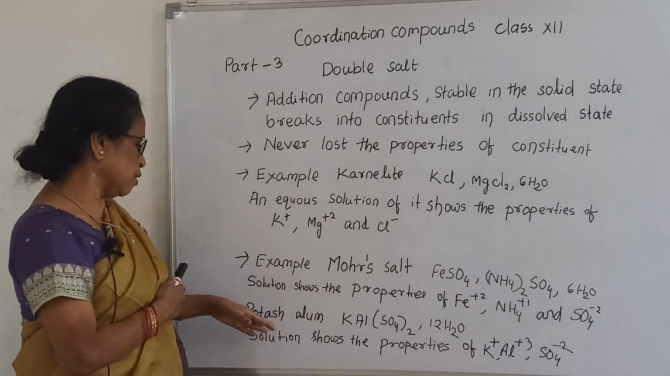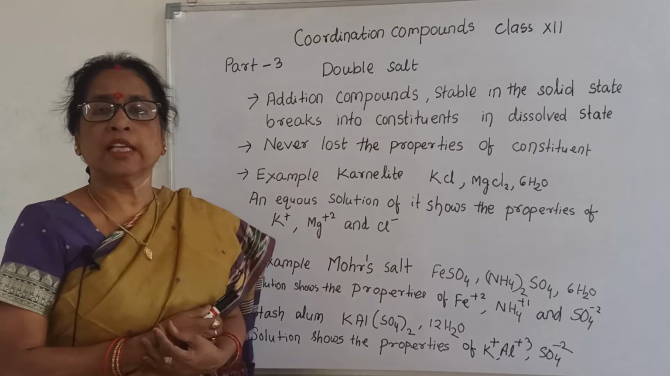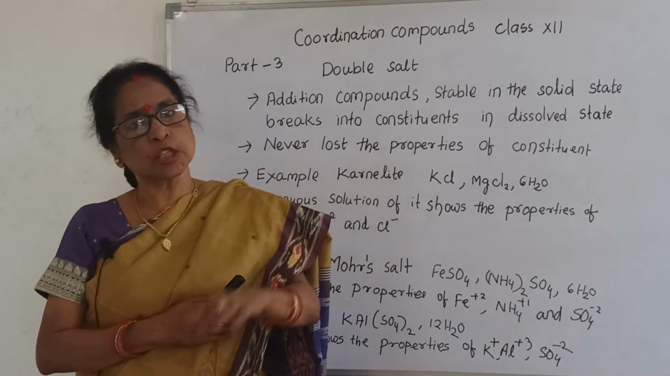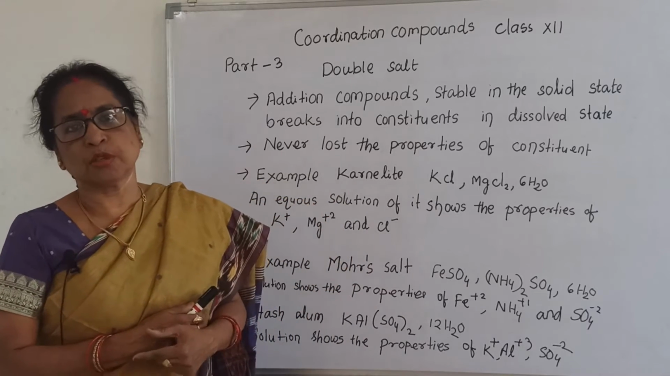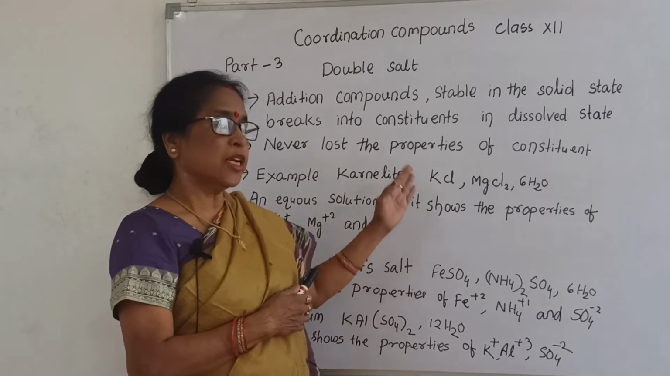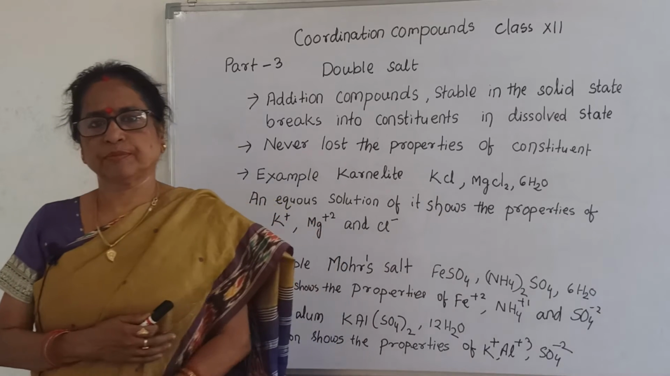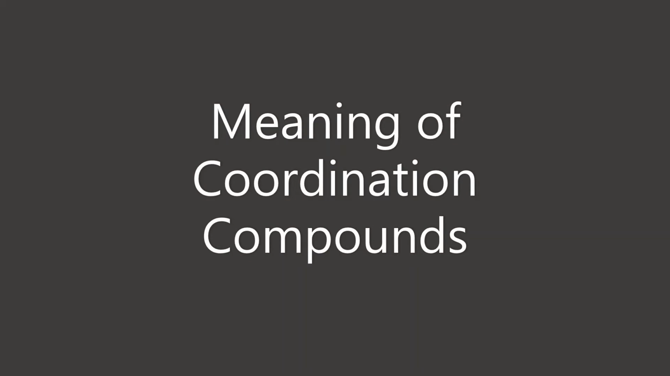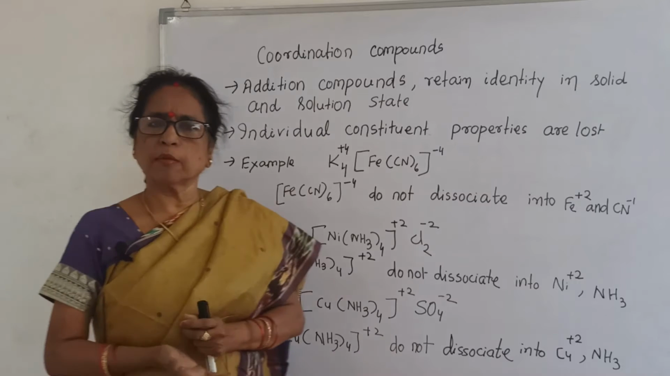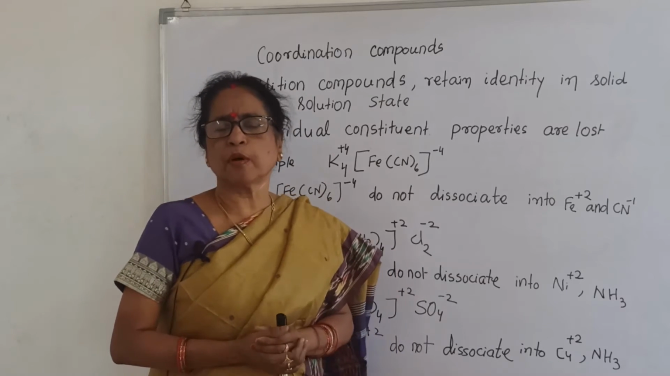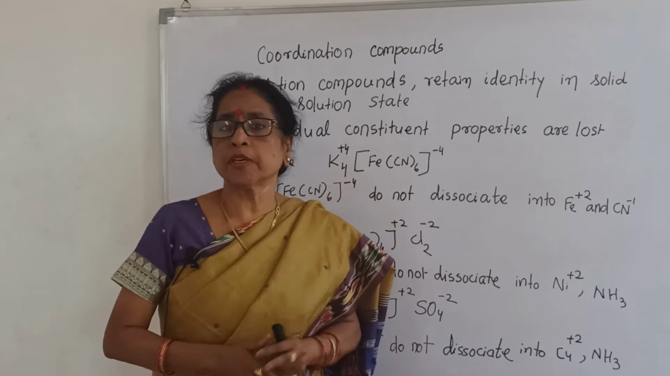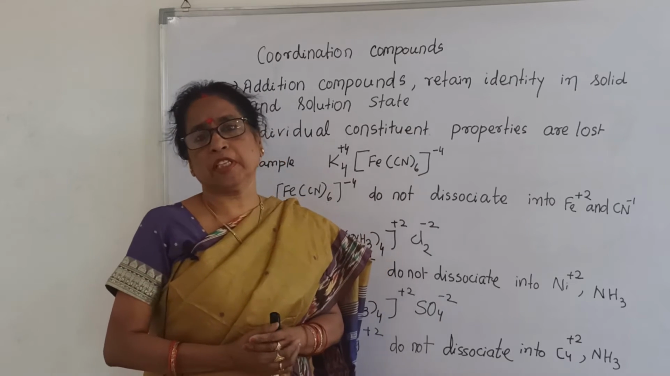Similarly, Mohr's salt and potash alum also show the properties of each constituent when dissolved in water, in an aqueous solution. What is a double salt? It is clear to you now. A double salt is an addition compound where the individual constituents never lose their properties.